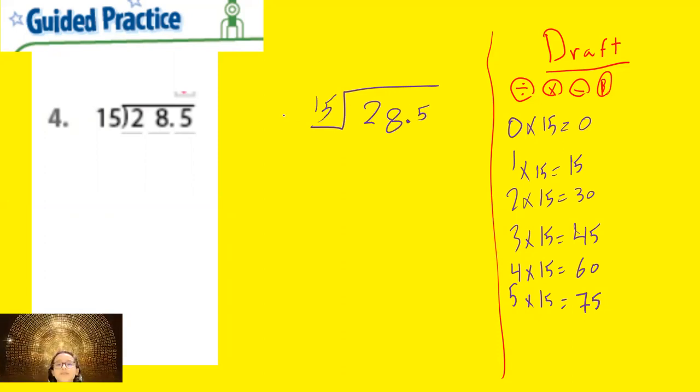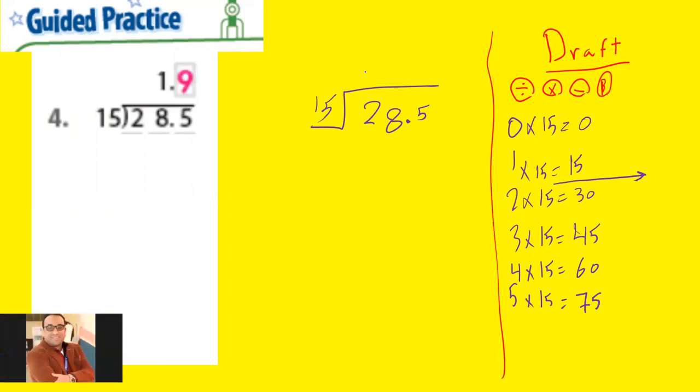2 divided by 15 can't be. We will take 28 divided by 15, which can. We'll take the one, the nearest. Why do we take one? Because it is the nearest. It is not found, so you take the nearest, which comes from one.